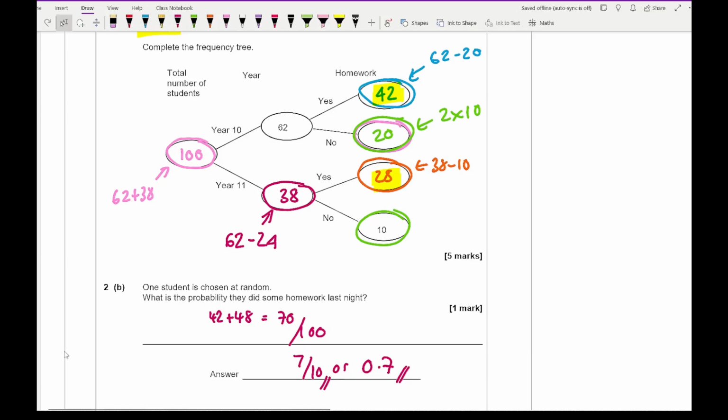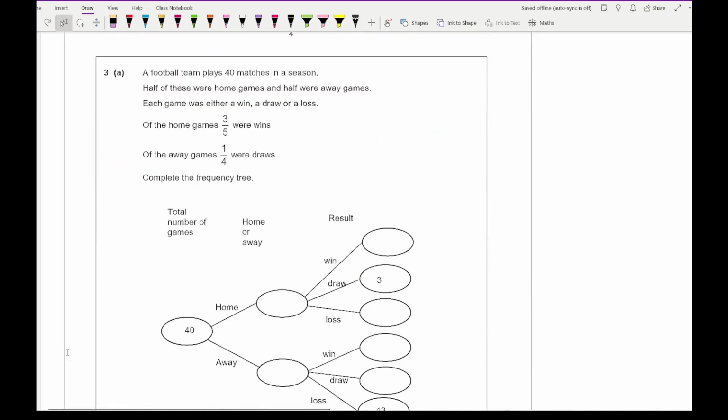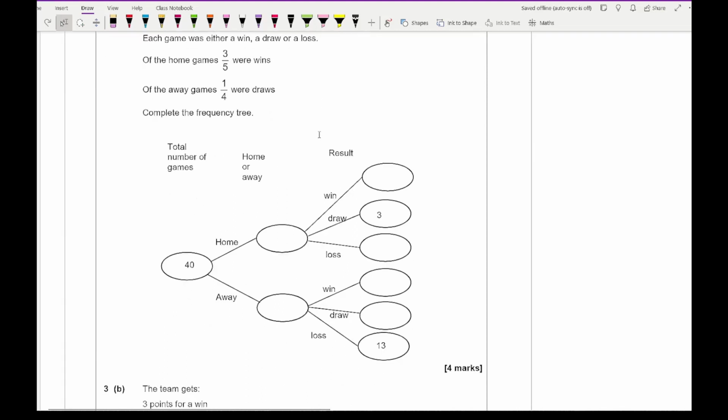Moving on to question 3, it says a football team plays 40 games in a season. Half of these were home games and half of them were away games. Each game was either a win, a draw or a loss. Of the home games, 3/5 were wins. Of the away games, a quarter were draws. Complete the frequency tree diagram.